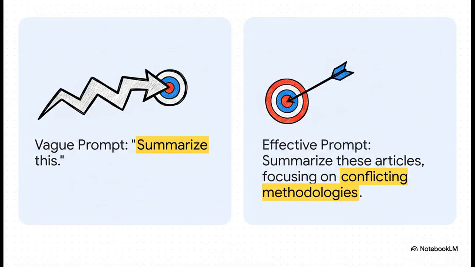Garbage in, garbage out. A vague prompt like summarize this is going to get you a pretty generic summary. But a specific, effective prompt, like asking it to focus only on conflicting methodologies and to format the output as a bulleted list, well, now you're going to get something incredibly useful.